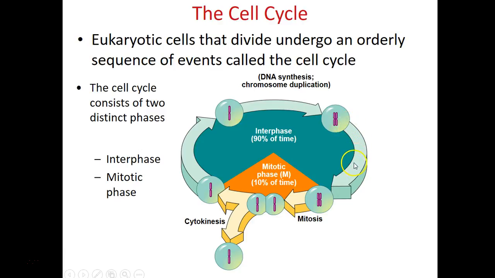Then the cell prepares itself for the mitotic phase. The mitotic phase, this is the M phase, is where we have mitosis. And during mitosis, the chromosomes separate and are allocated into new cells, and the process of cytokinesis breaks the new cells into two, and each of those new daughter cells enters interphase.